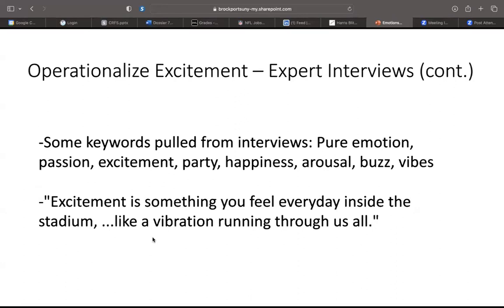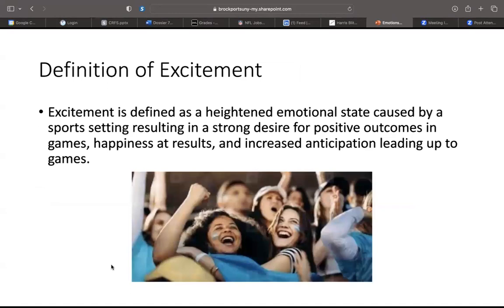So like I said before, keywords that we got from the interviews were pure emotion, passion, excitement, party, sometimes like in the stands, party environment, happiness, arousal, buzz, and vibes. These were some of the things I noticed they were saying a lot in their interviews that they noticed on game days from fans. And one of the quotes I liked: excitement is something you feel every day inside the stadium, like a vibration running through us all.